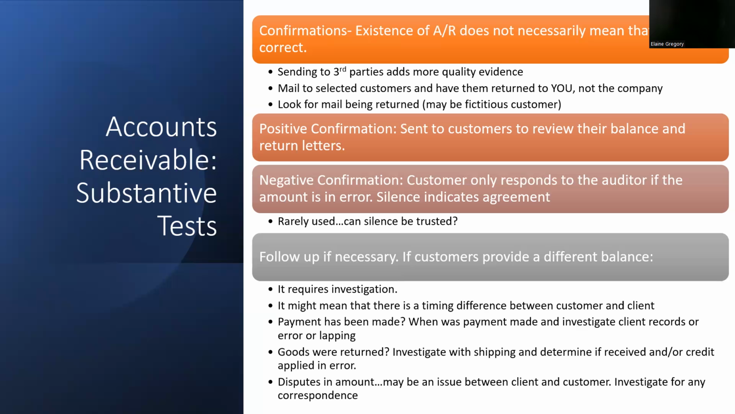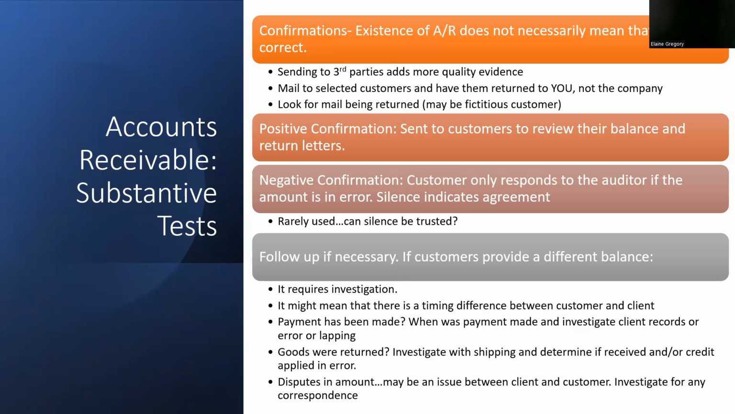Now we have two types of confirmation, positive and negative confirmation. Positive confirmation means I'm going to send the letters out, and regardless, I want you to review your balance, make any adjustments, and return the letter to me. Even if it's right, return the letter to me. Negative confirmation, the customer only responds to the auditor if the information is in error. Silence indicates agreement.